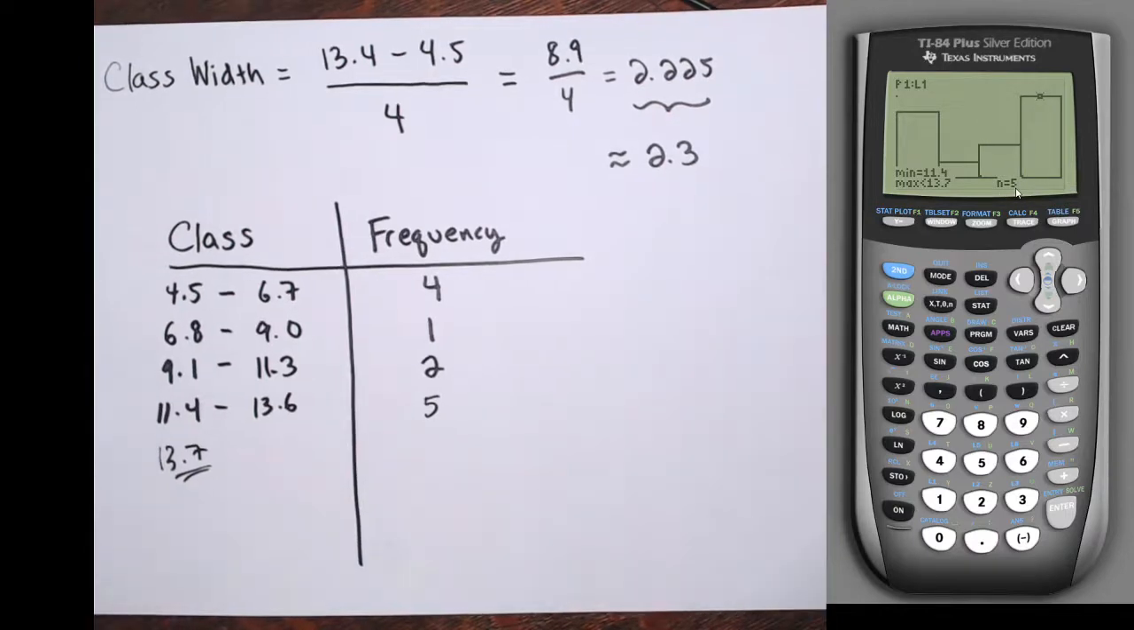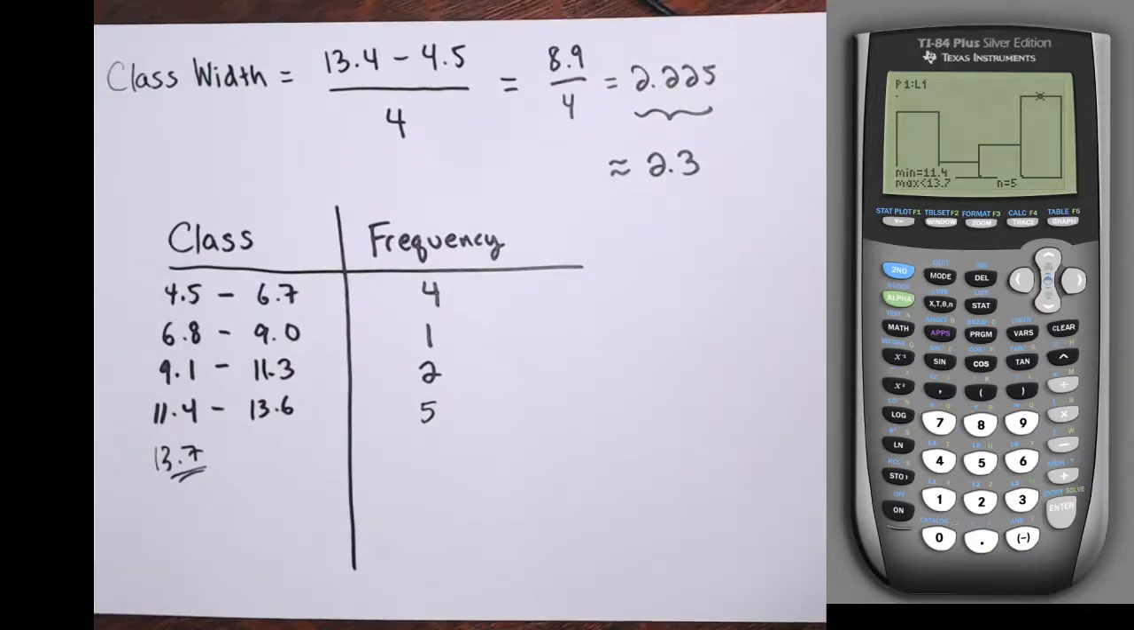So that's how you make a histogram. I wouldn't use zoom stat for making a histogram, because I have to set up these widths, these classes, so that the bars are all the same width apart. I want to use my class width and my class limits. But that's how you make a histogram on the calculator.